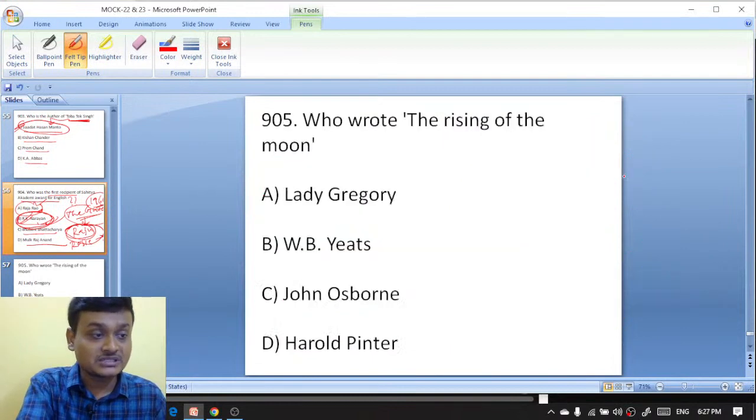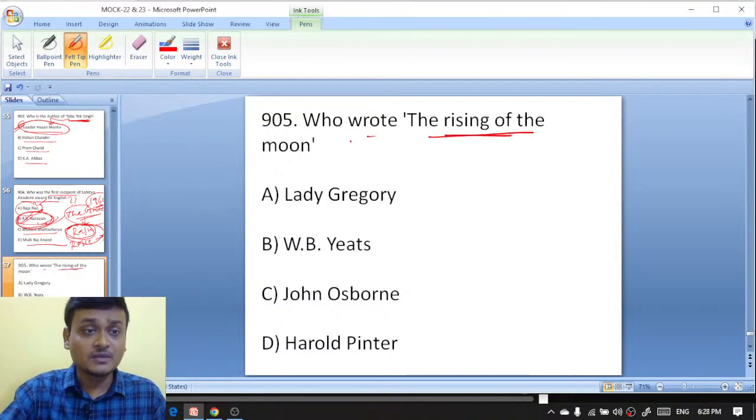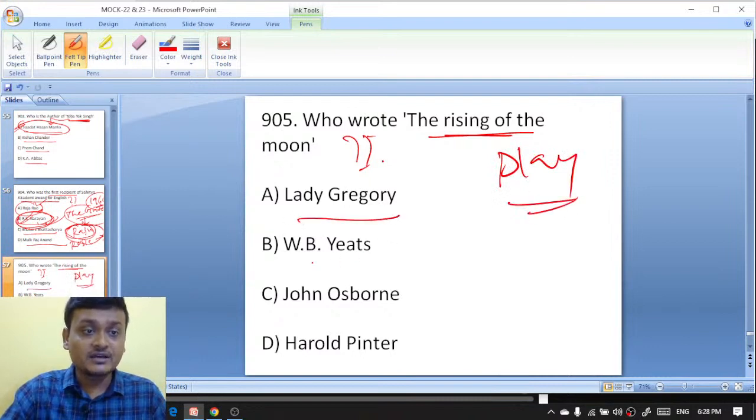Okay, moving on to question number 905. Who wrote The Rising of the Moon? The Rising of the Moon is actually a play. Who wrote it? Lady Gregory, William Butler Yeats, John Osborne, Harold Pinter. So The Rising of the Moon was written by Lady Gregory.